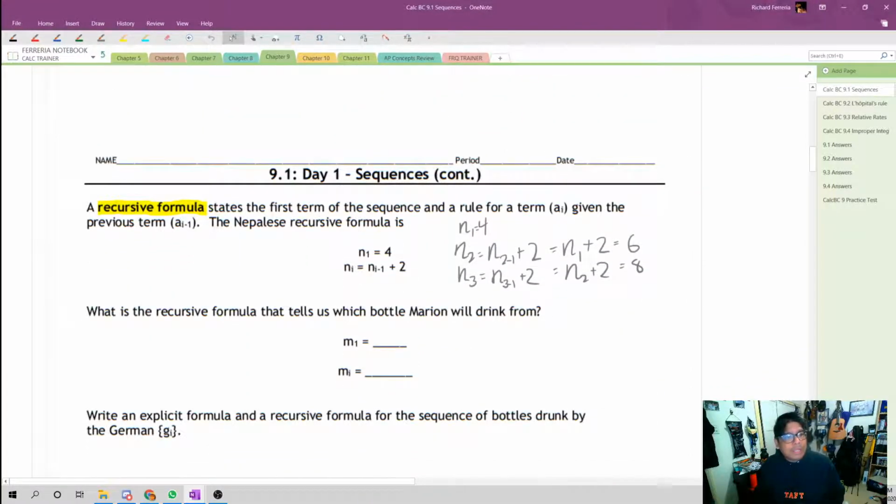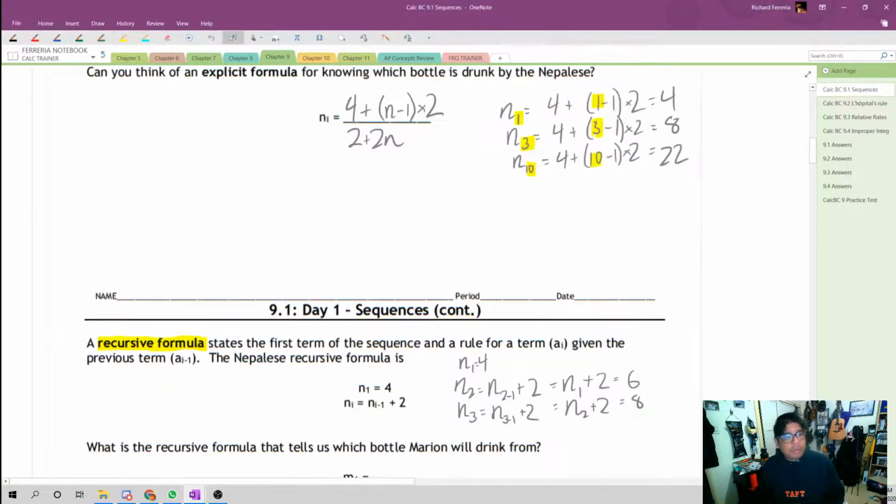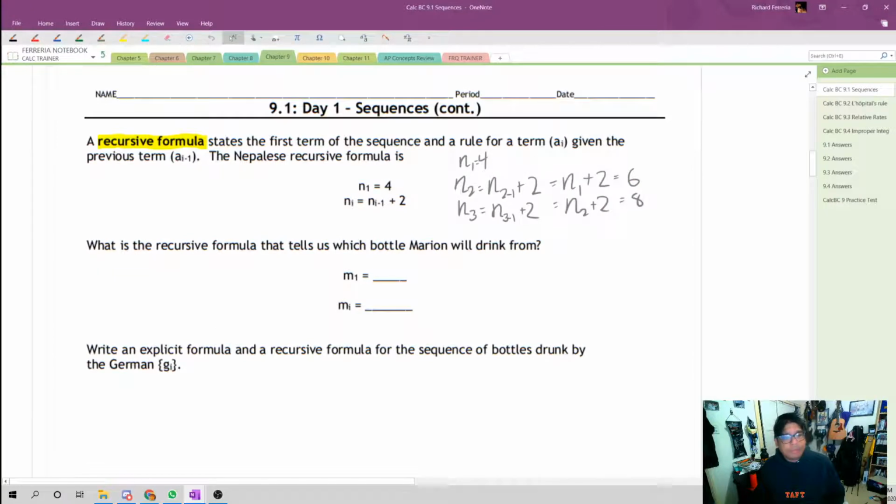Anyhow, let's get to the recursive formula for Marian. The first term was 4. And then to get to each term, we're going to take the previous term, and the shorthand for that is m sub i minus 1. And then we're going to multiply by negative 3. So that is our recursive formula. Let's write it over here on the side.